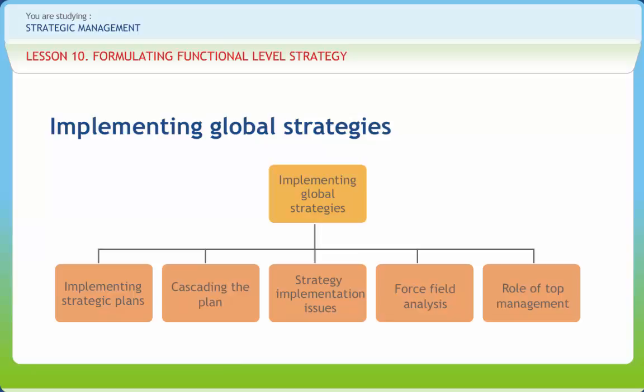One technique for evaluating forces operating in a change situation is force field analysis. This technique uses a concept from physics to examine the forces for and against change. Top management is essential to the effective implementation of strategic change.